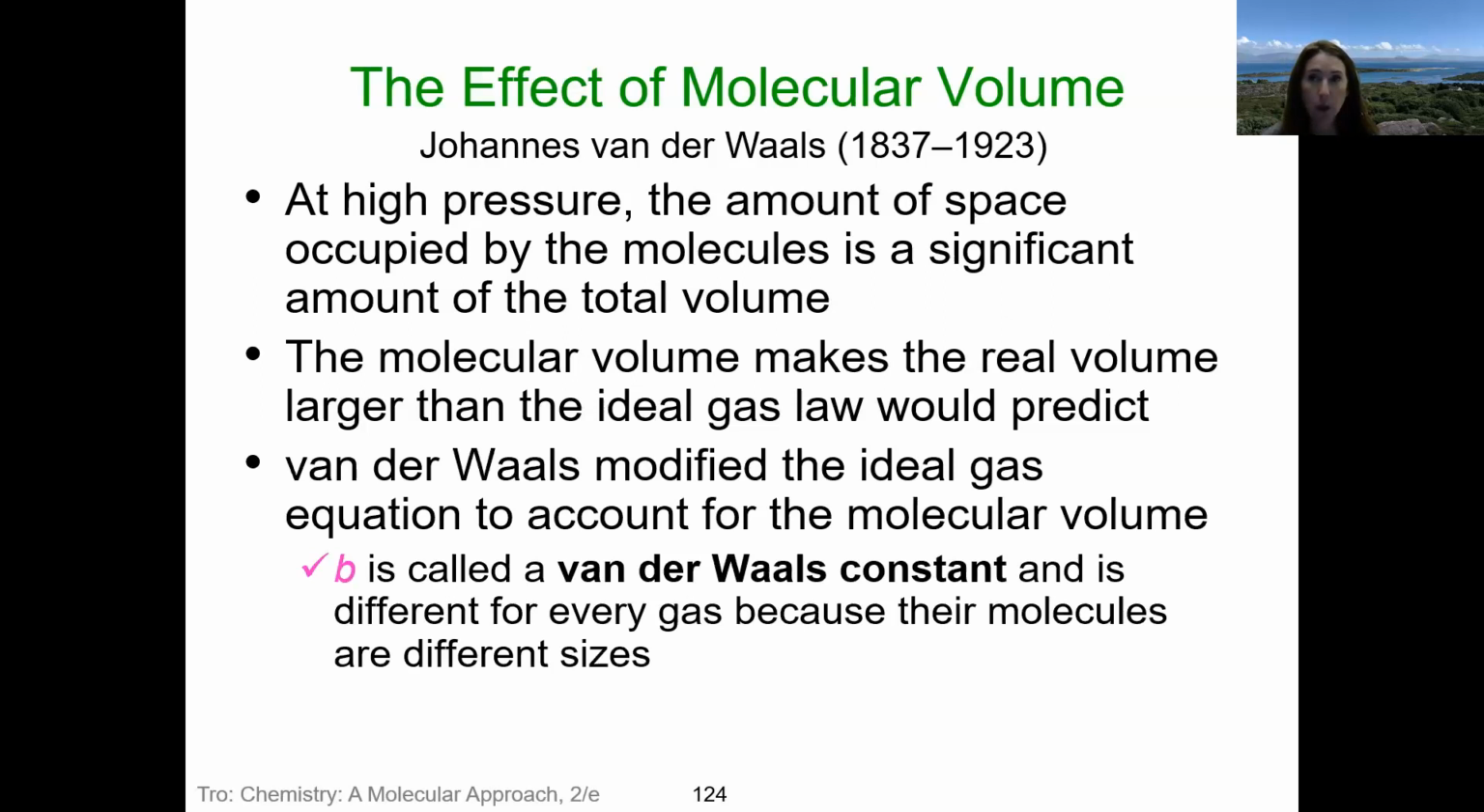I think Johannes van der Waals, that was his name, figured out how to account for this difference in the volume. We call this the van der Waals constant, and there are a few of these. We're going to talk about our van der Waals equation. He modified the ideal gas equation, PV equals nRT, to account for molecular volume. I'm going to show it to you in just a second.